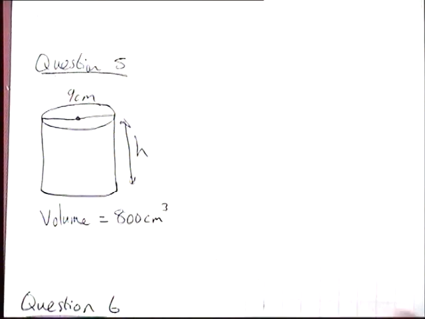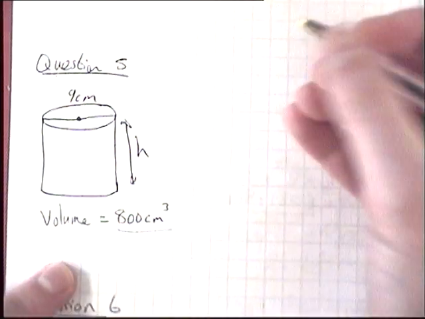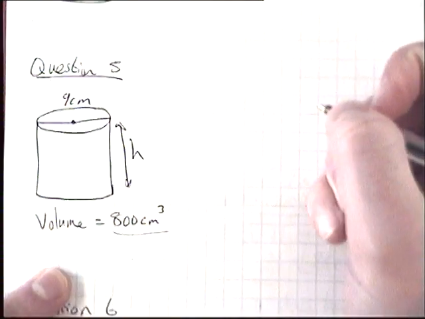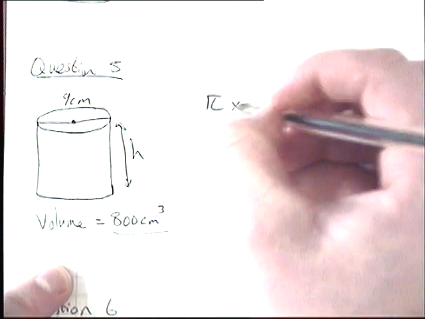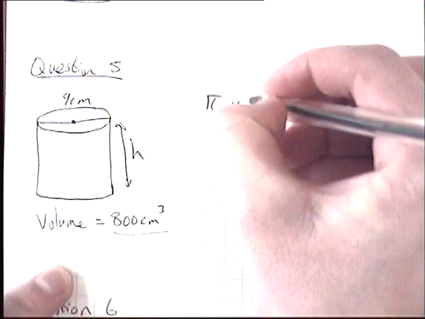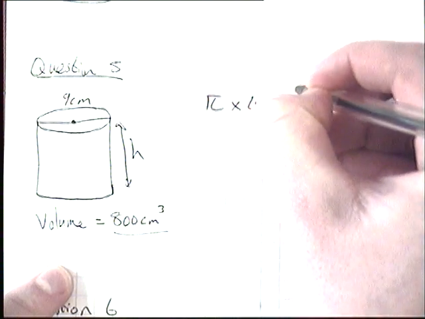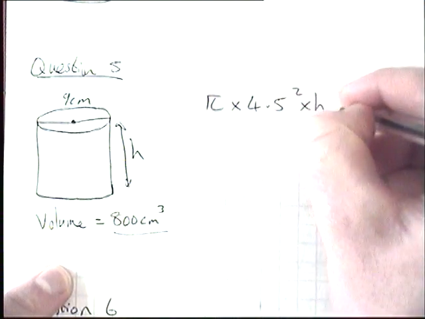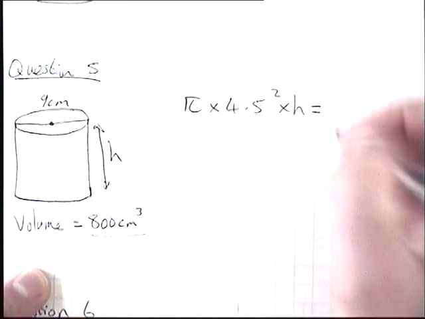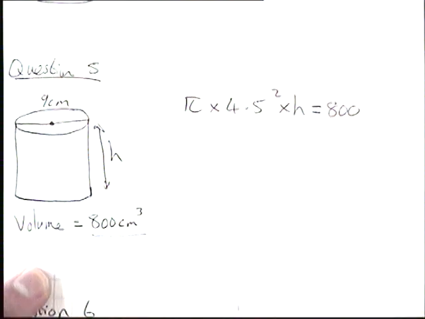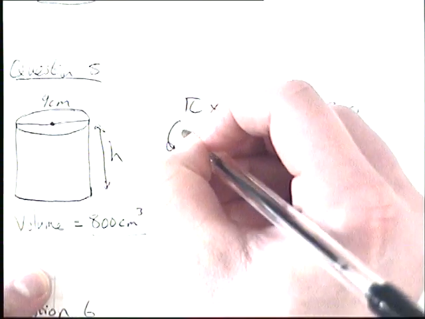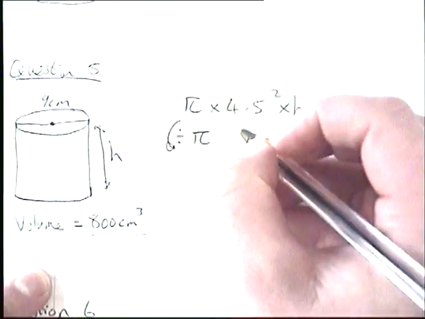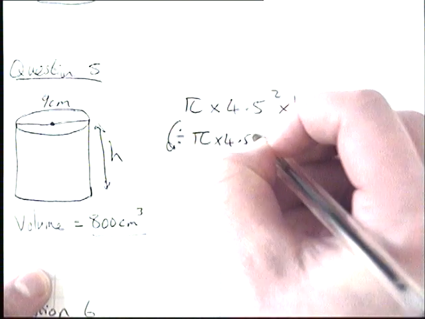Question 5. So this time we're trying to find the height given the volume is 800. So we're going to substitute what we know into the formula. So we've got pi times the radius, which will be half the diameter, so 4.5 squared, times the height, which we are told is all equal to 800. So we're going to rearrange our equation. We're going to divide both sides by pi times 4.5 squared.